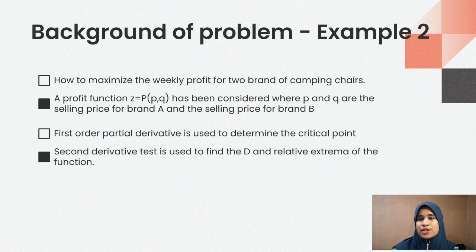I'm going to explain the example and analyze how to maximize the profit in an application of economic. Background of the problem: we want to know how to maximize the weekly profit for two brands of camping chairs. A profit function Z equals to capital P, PQ has been considered where P and Q are the selling price for brand A and the selling price for brand B. In this problem, we use first order partial derivative to determine the critical point, and we use second derivative test to find the D and relative extrema of the function.